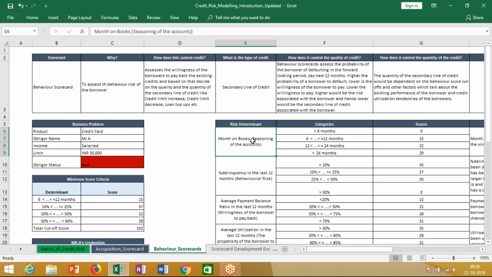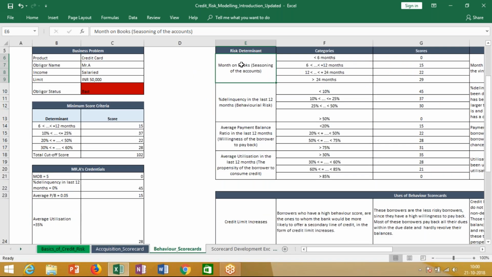Right? So over here, what we have is the following. The first part is the business problem: there is a credit card product which was given to Mr. A, who is a salaried borrower, and the limit of his card is 50,000. Now, at the behavior stage, we try to assess the willingness of the borrower to pay back.